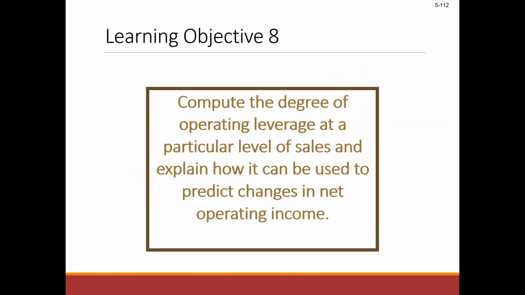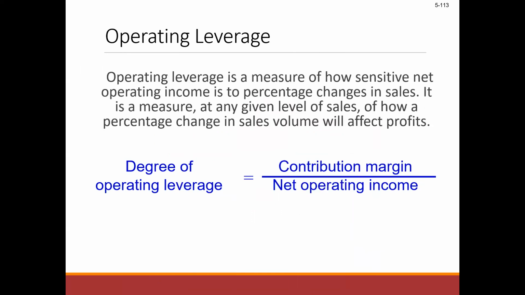Now we're talking about operating leverage. So this is a measurement of how net income can fluctuate to a percentage change of sales. So at any given level of sales, how the percent change of sales volume is going to affect ultimately profits. We figure out our degree of operating leverage by taking our contribution margin and dividing it by our net income.